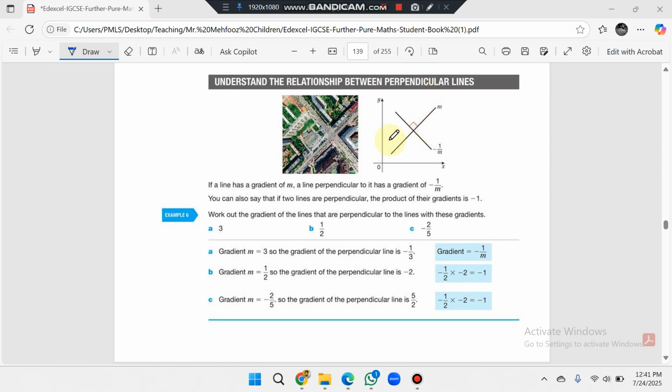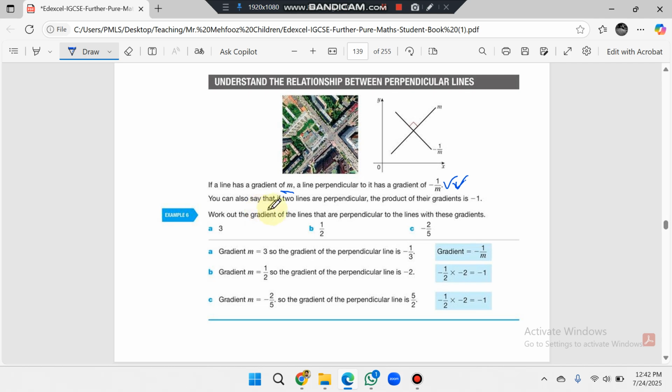Next topic is understanding the relation between perpendicular lines. If two lines are perpendicular to each other, they have a relationship between their gradients. If a line has gradient of m, a perpendicular line to it has a gradient of minus 1 over m. This is the main point. If a line has the gradient 2, the perpendicular line to it has the gradient minus 1 over 2.